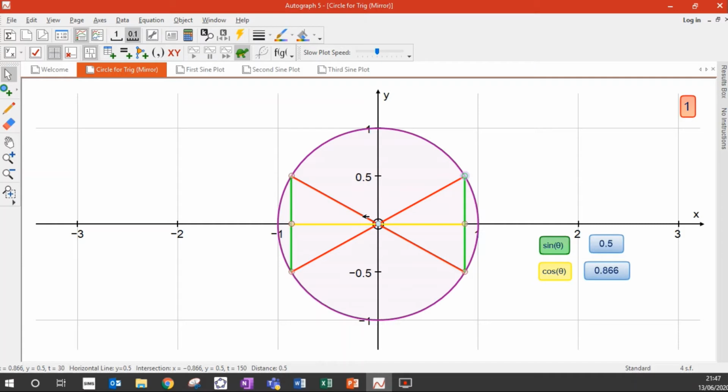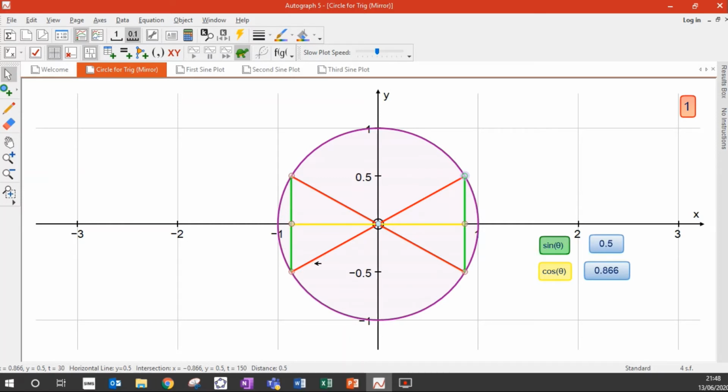If I go around here, so this is 180 minus 30 degrees now, this red line. So the angle from the yellow line to the red line, from our starting point to this red line, is 150 degrees. And we're getting the exact same value of sine. So sine of 150 degrees is 0.5.